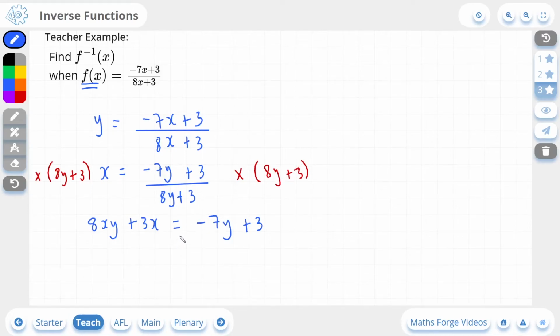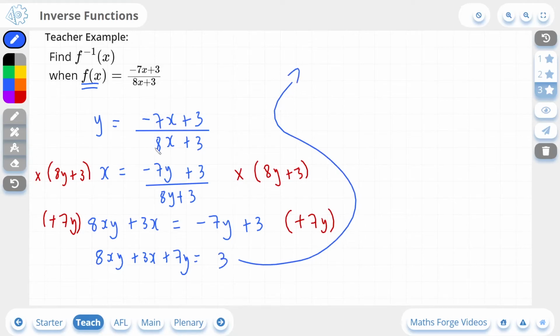Now at this stage, since we're rearranging for y, you're going to want to get everything with a y onto one side of the equation. So I'm going to get this minus 7y to the left-hand side of the equation, and everything that doesn't have a y in it, we're going to get it to the right-hand side of the equation. So to get this minus 7y to the left-hand side, I'm going to have to cancel it out from the right-hand side. So we're going to do plus 7y to both sides of the equation, plus 7y.